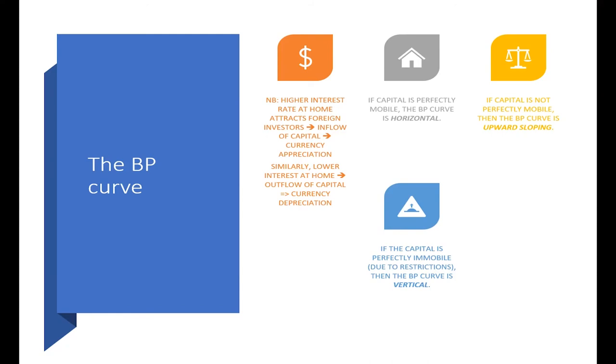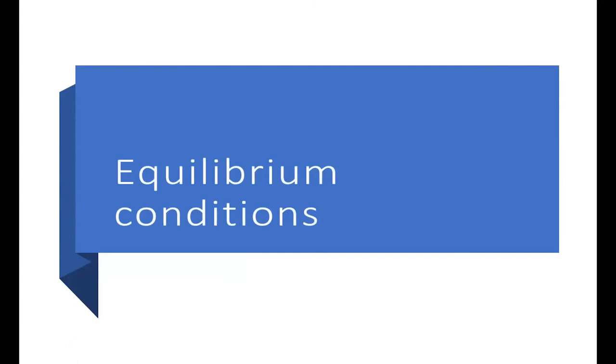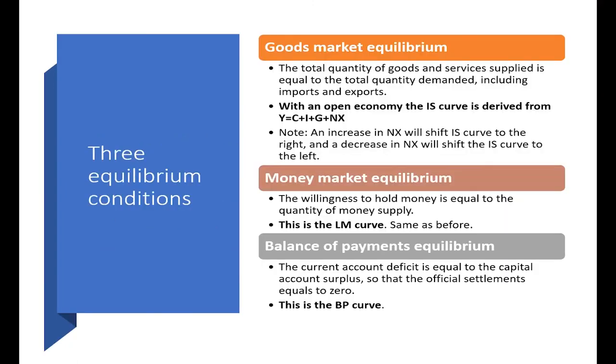All right, so this gives you the different ways that you can represent the BP curve depending on capital mobility. Perfectly mobile, the BP curve is horizontal. In imperfect mobility, the BP curve is upward sloping, but when you have perfectly immobile, so there will be no response at all because of government restrictions, then the BP curve is vertical. Now, let's look at some of these equilibrium conditions.